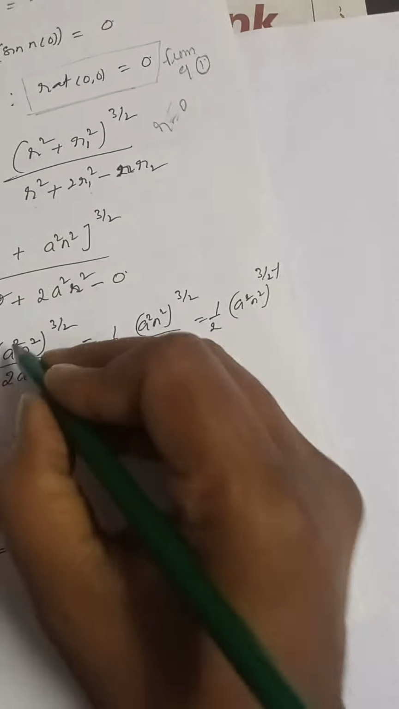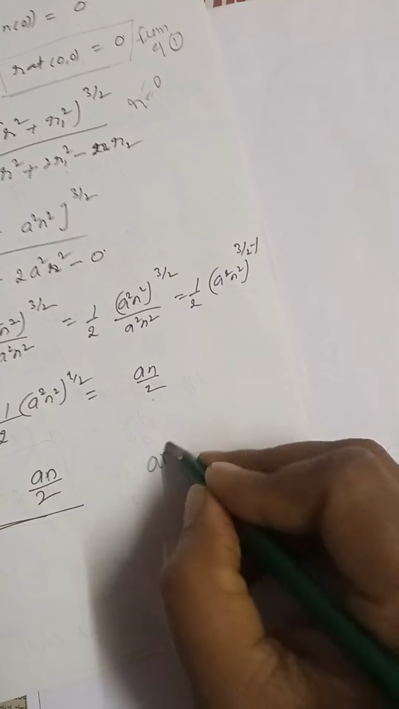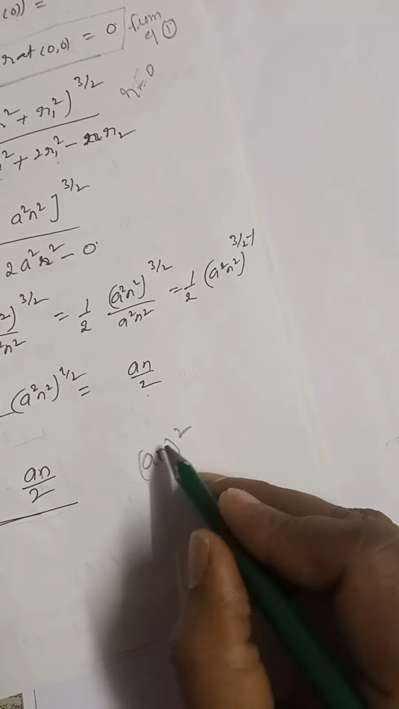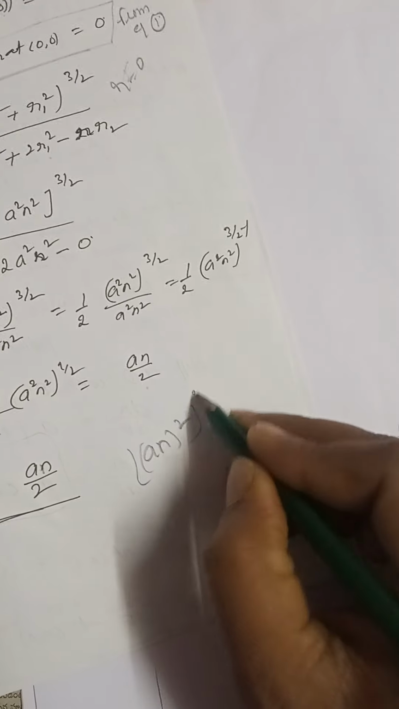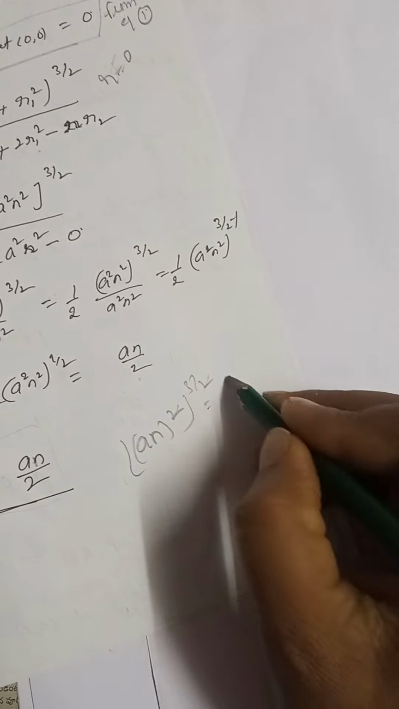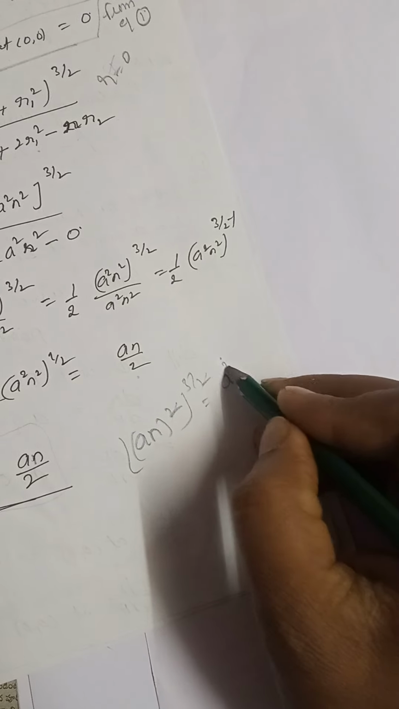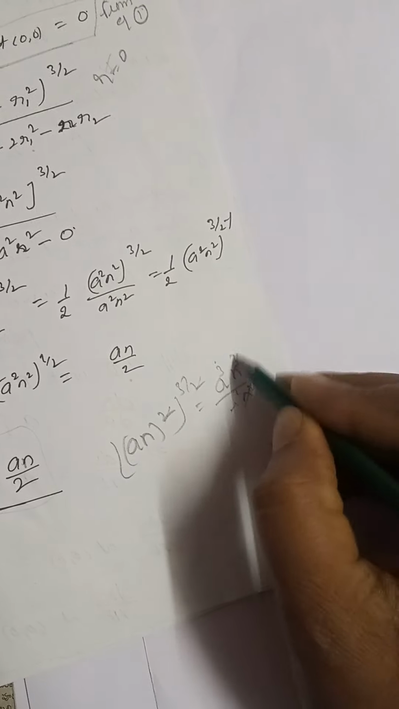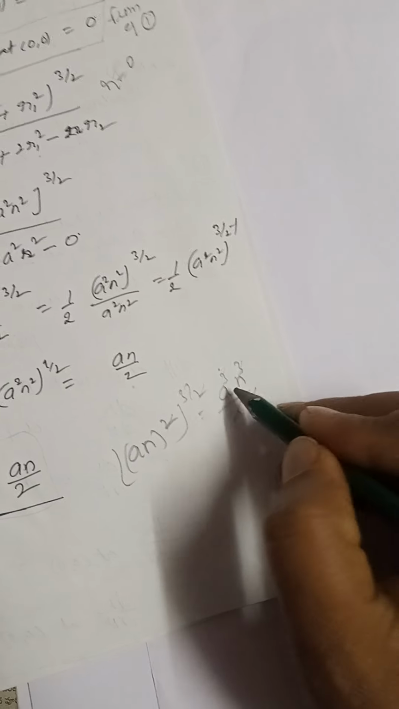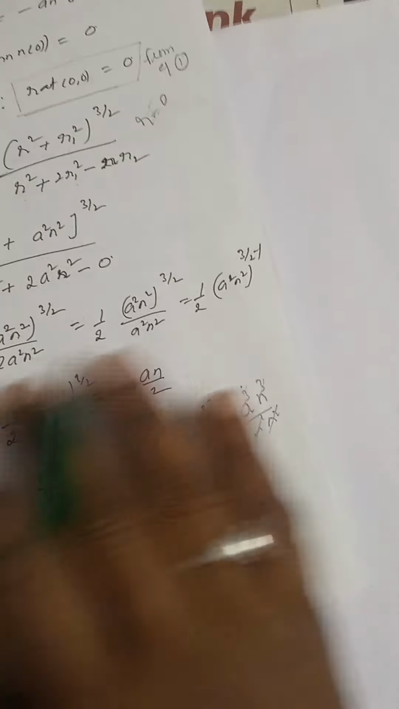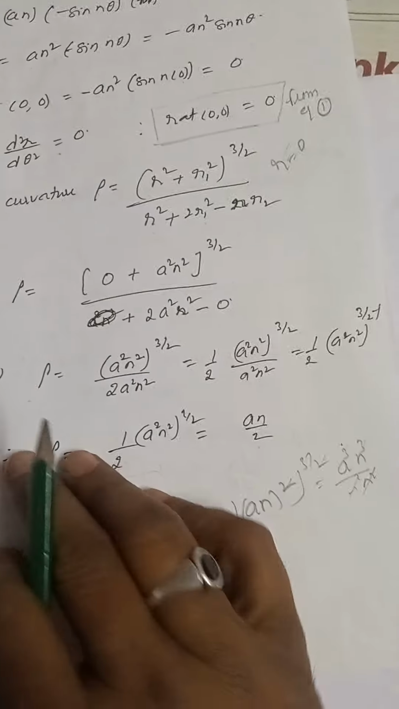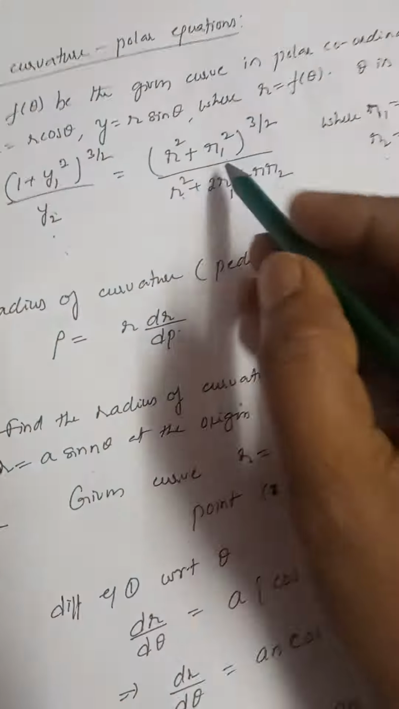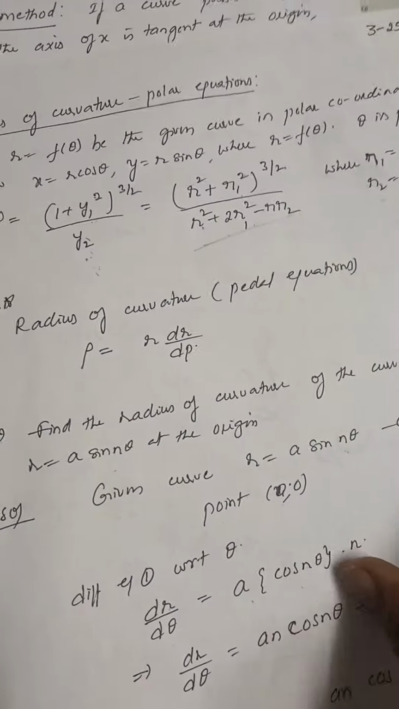Or else you can simplify this one like this. A square n square can be written as (a n) whole square, right? (A square n square) whole to the power of 3 by 2, power 2 cancels, the numerator becomes a cube n cube, divided by a square n square one time, you will get a n, a n by 2. This is the radius of curvature when the given system is in polar coordinates. This is the formula, you have to remember this formula, right?